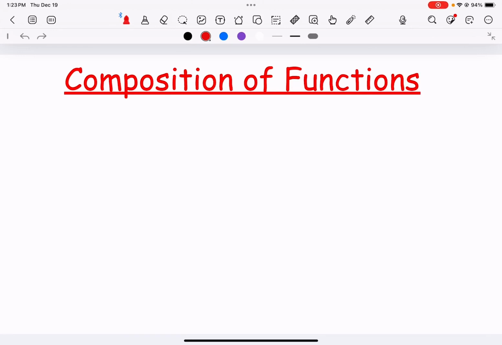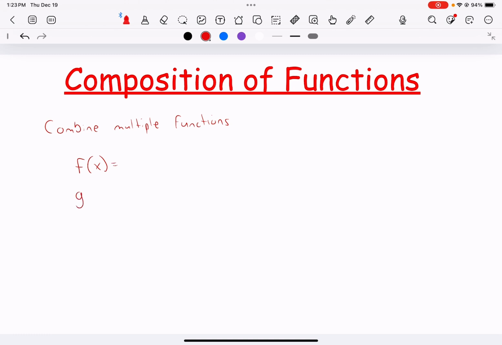This lesson is on the composition of functions. Composition of functions is when we're going to combine multiple functions. As a review, functions can be written in the form f of x is equal to whatever the expression is.